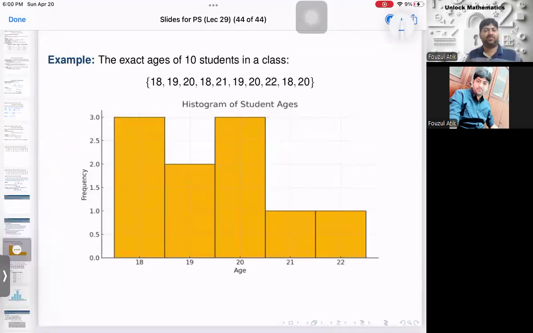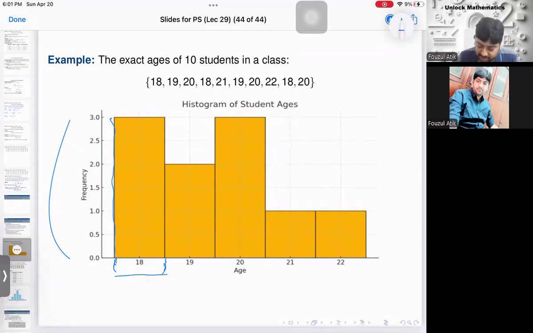Now look at an example: the exact ages of 10 students in a class. If you make the histogram of these ages, the x-axis represents the bins, and the y-axis represents the frequencies, that is, how many elements you have in each bin or class interval. So age 18 appears within this interval 3 times, so the bar goes up to 3, and this is from there to there. Like that the histogram is defined.